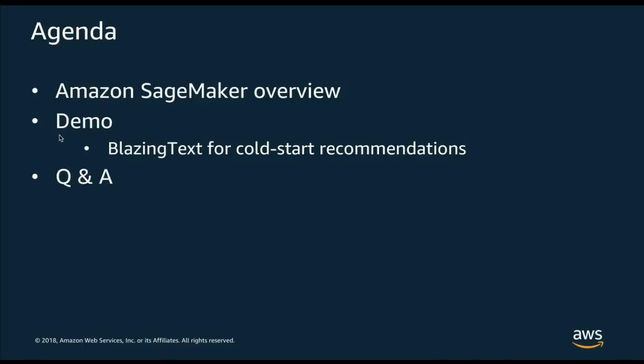Today, we'll walk through an overview of Amazon SageMaker at a high level. Then we'll spend most of our time walking through a demonstration where we show off how to use an Amazon SageMaker custom algorithm called BlazingText to do cold start recommendations. And then we'll end with a little bit of Q&A.